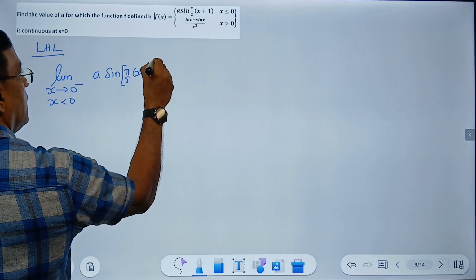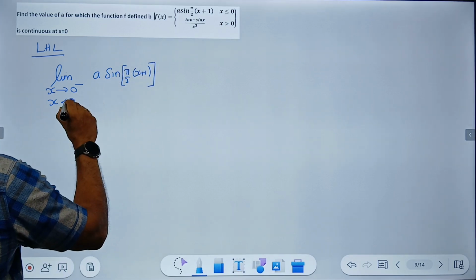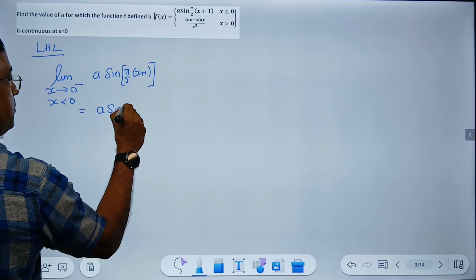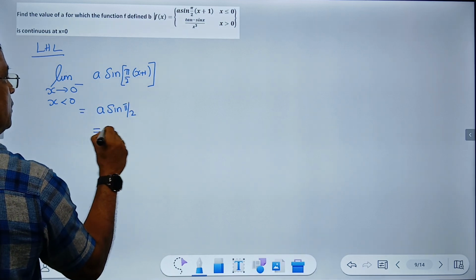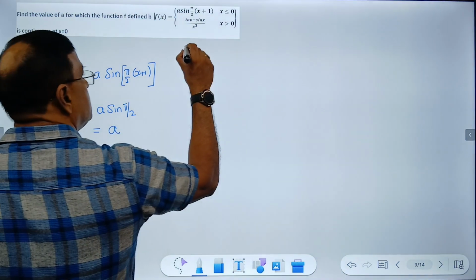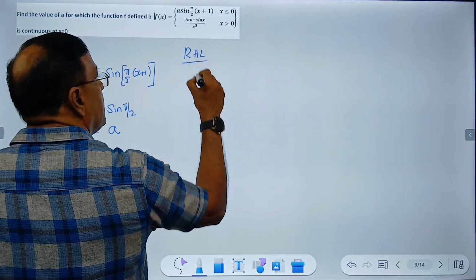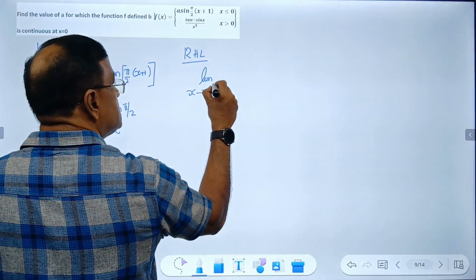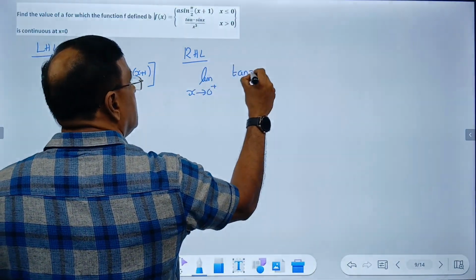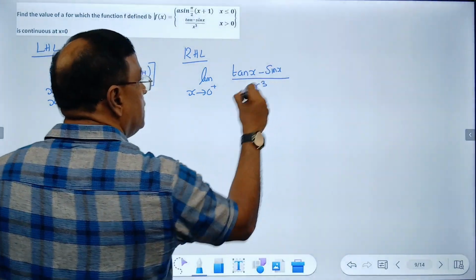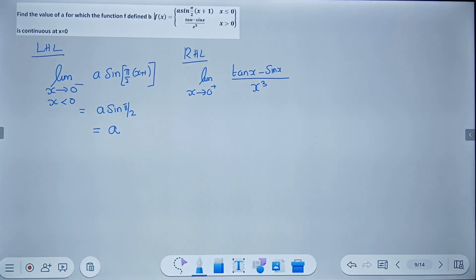Okay. So now direct substitution. Wherever x is there, put 0. So I get a sine pi by 2. Sine pi by 2 is 1. So my left hand limit is a. Now what is my right hand limit? This is a class 11th problem. This is limit x approaches 0 plus, tan x minus sin x by x cube.